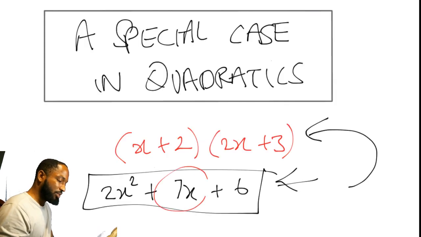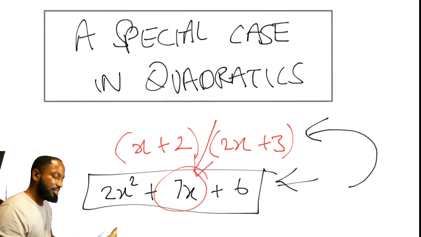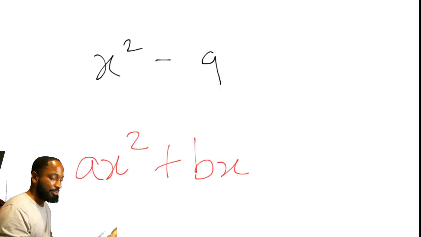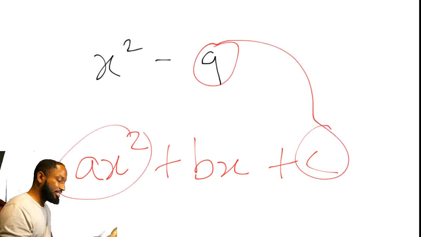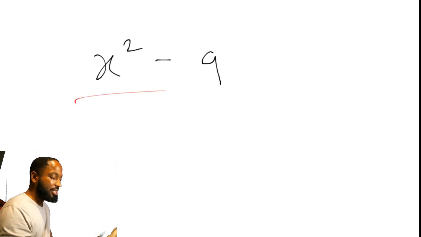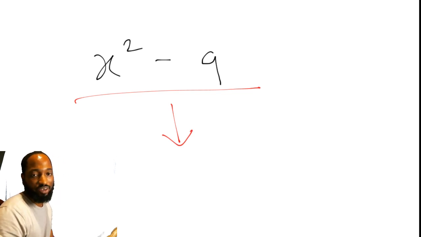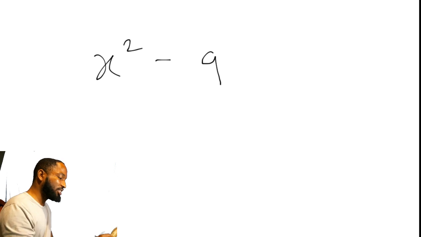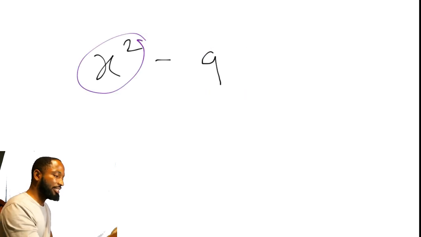Now notice there's always a middle term in the normal quadratic equation, 7x. In fact, the general form of a quadratic is ax squared plus bx plus c. But in this quadratic, there's the squared term at the start, but no middle term, no bx. When this happens in factorization, they normally want you to use a method called difference of two squares. All you need to do is find the square root of this and the square root of that.